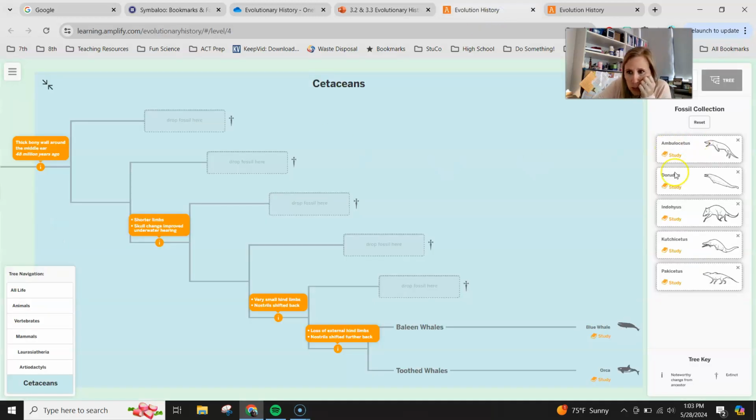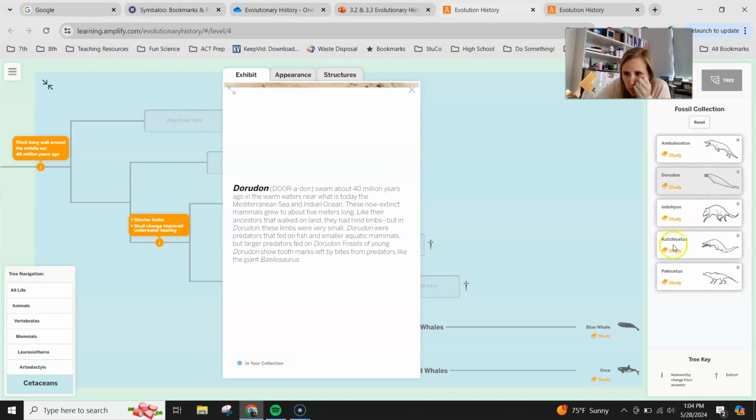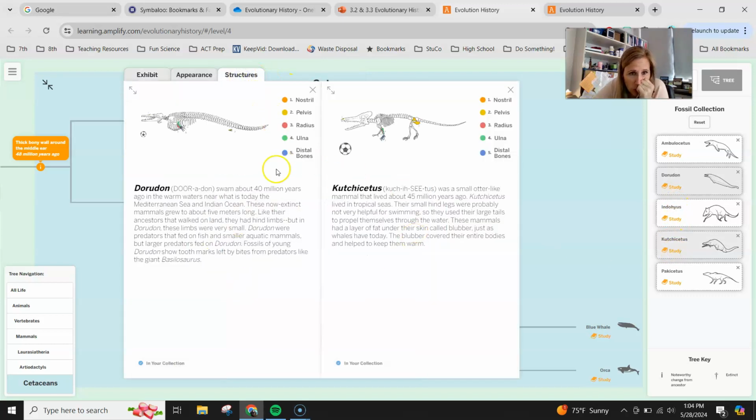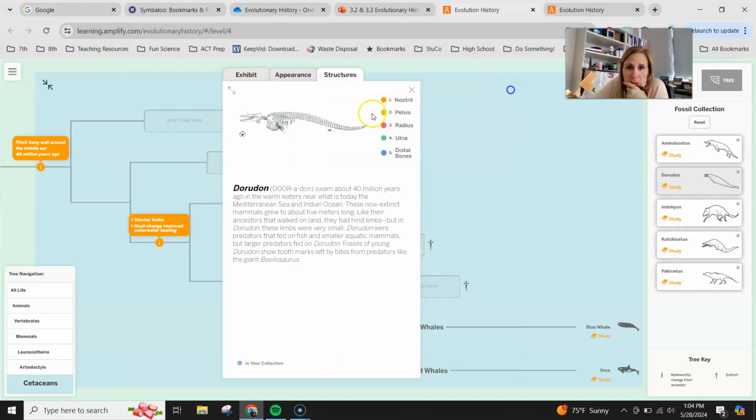Okay, so if I look at those, here's my Durodon. Here's my Cuchicitus. I can read about them. I can look at their structures and say, all right, there are obviously a lot of differences there. Okay, so where would these fit?